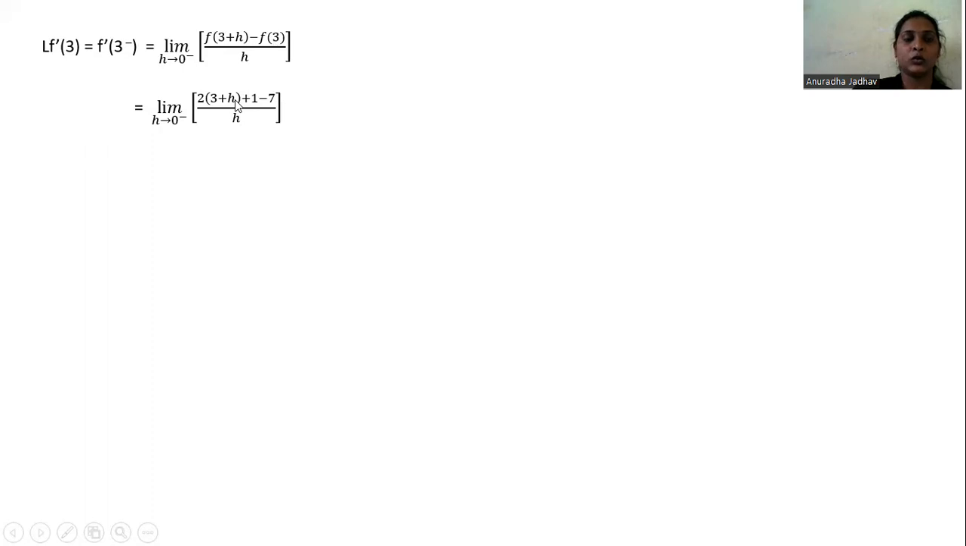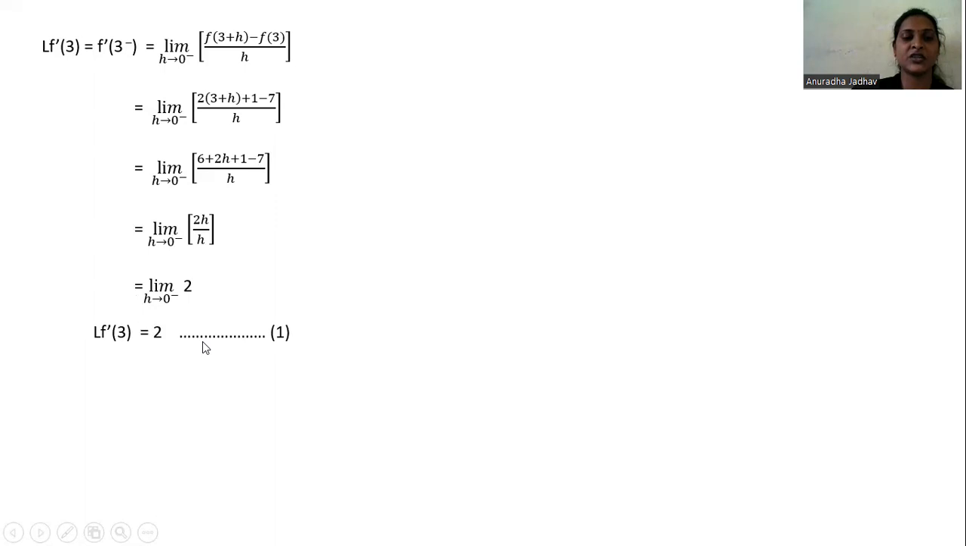Multiply by 2 inside the bracket. It gives 2 into 3 is 6, plus 2 into h is 2h, plus 1 as it is, minus 7 as it is. 6 plus 1 is 7. 7 minus 7 is 0. It remains only 2h upon h. Then h gets cancelled and limit as h tends to 0 of 2 is equal to 2. That is, the left hand side derivative is 2.